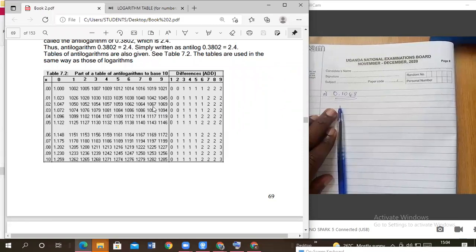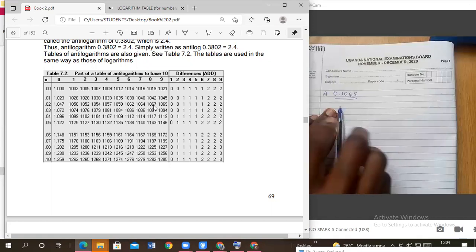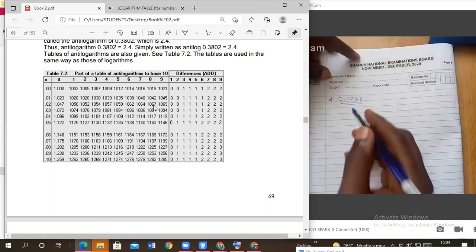But I'm seeing, where the cursor is, 0.1067, not so? What should we add? We should add 0.0001. We should add 1 to that.